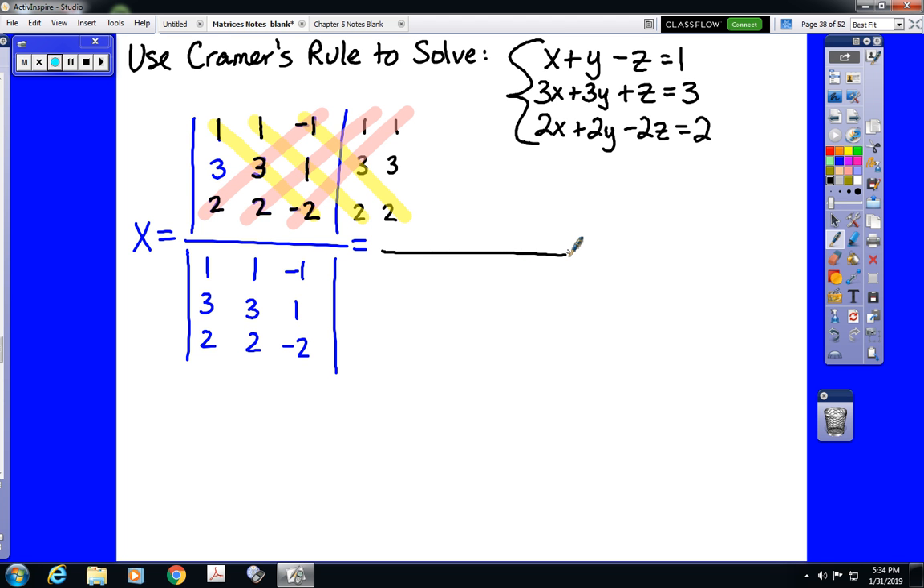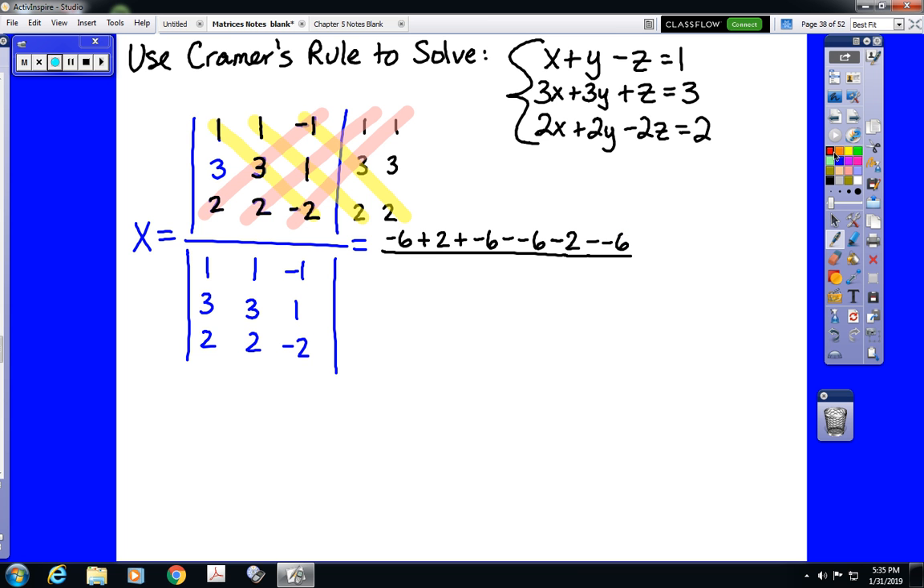That's 1 times 3 times negative 2, which is negative 6, plus 1 times 1 times 2, which is 2, plus negative 1 times 3 times 2, which is negative 6, minus 2 times 3 times negative 1, which is negative 6, minus 2 times 1 times 1, which is 2, minus negative 2 times 3 times 1, which is negative 6.